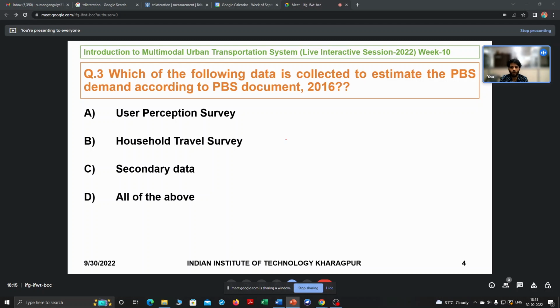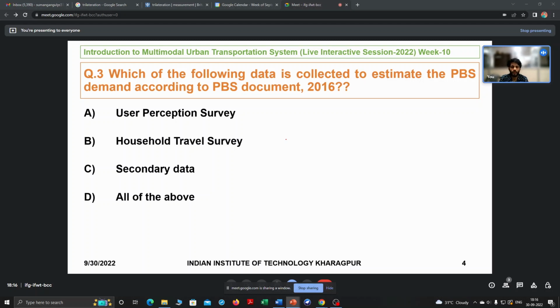Then the second one is a household travel survey. You can go house to house and ask generally how many times you are traveling, which mode you are using, what the trip purpose is every time, and on weekends at what time you are actually leaving from your house. Those fall under the household survey, right? Then the secondary data: data which is already available on a website, maybe a municipal website or something, that is called secondary data. And then the final option is all of the above.